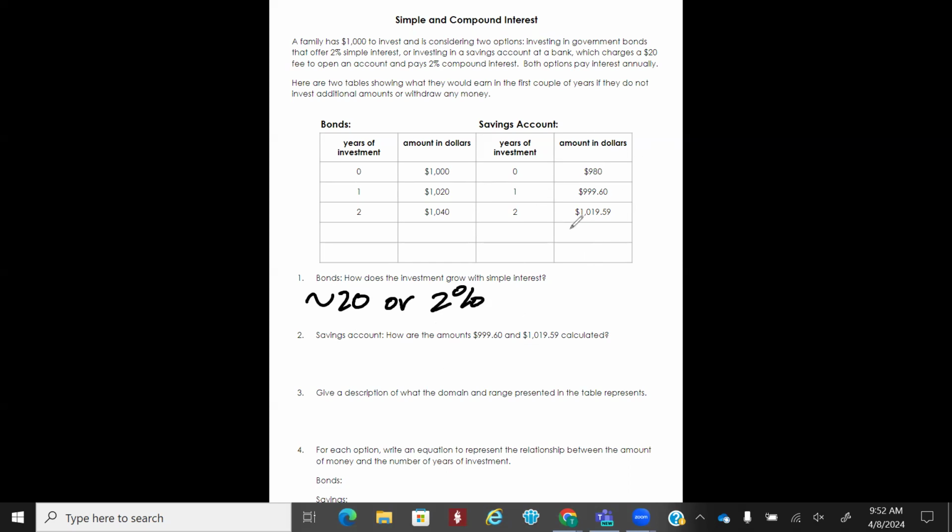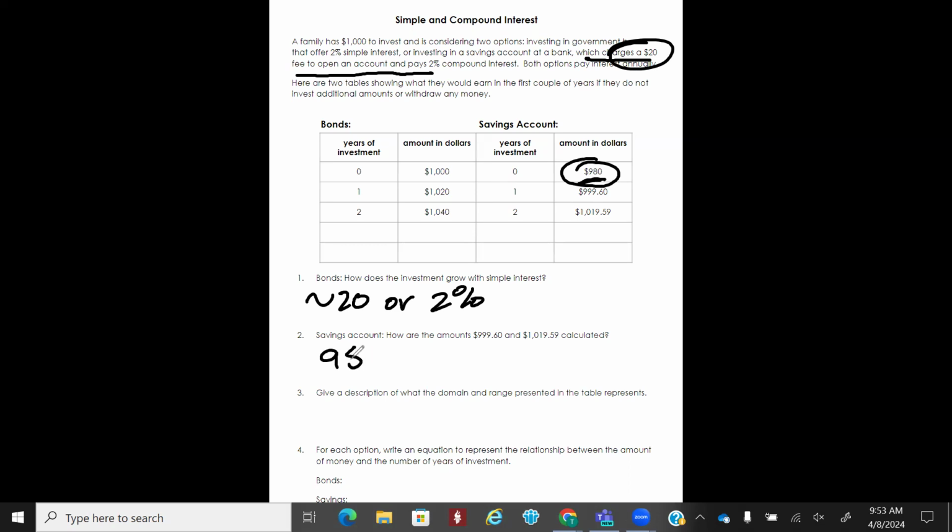Well, let's write an equation for this. Okay, so this is talking about the savings account. So looking up here, it says charges $20 and then it pays 2%. So why did we start with $980? Not that it starts with 2%. What else did it say about it? It charges how much to open? $20 to open. So we're already $20 in debt just from opening this account, right?